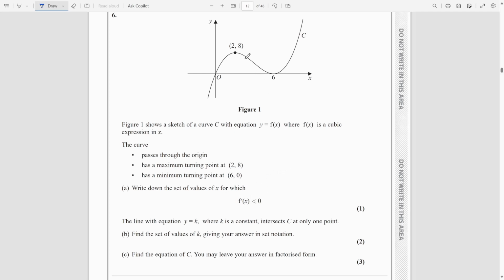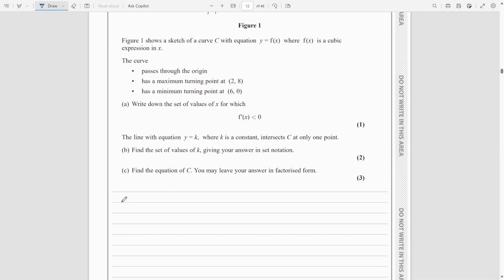So I can see that it's decreasing between 2 and 6. So that one's nice and straightforward, and it's only 1 mark, so I'm just going to state this. It's when x is between 2 and 6. Okay, the line with equation y equals k, so that's just a horizontal line, where k is a constant, intersects C at only 1 point. Find the set of values of k, giving your answer in set notation.